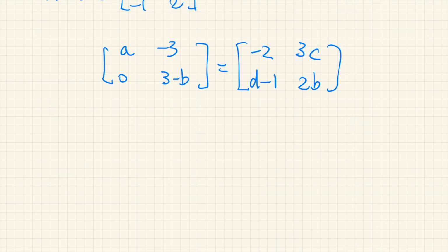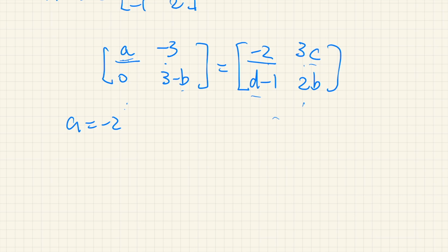Okay, here's another exercise. Suppose these two matrices are equal. Then what are the possible values of these variables, a, b, c, d? Since these two matrices are equal, corresponding elements should be equal. So a must be equal to -2. That's easy.